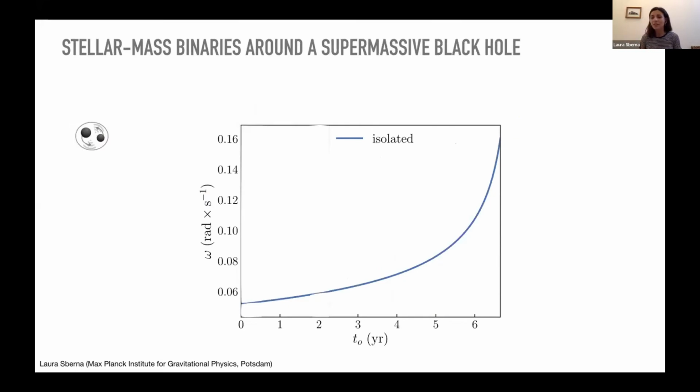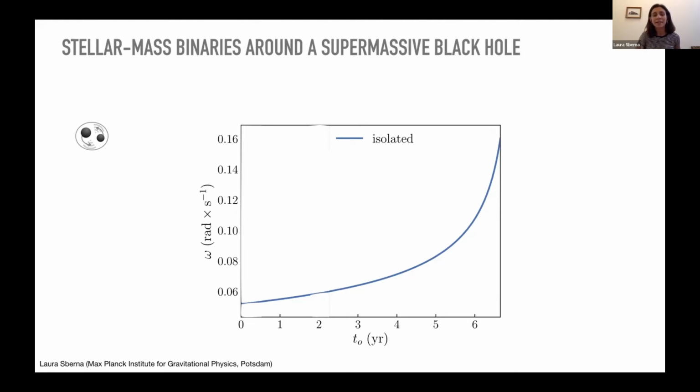But as I mentioned, the fact that these binaries are in an accretion disk also puts them close to a supermassive black hole at its center. And it turns out that the orbital motion around the supermassive black hole can actually be the largest environmental effect.